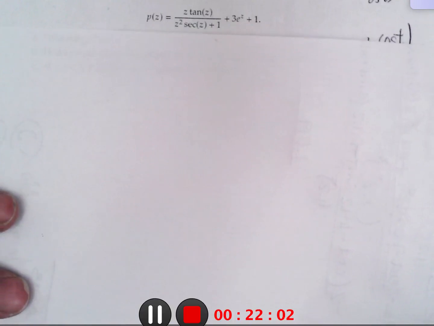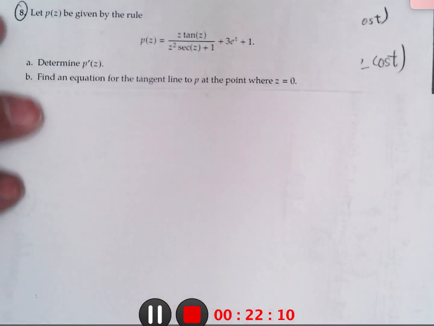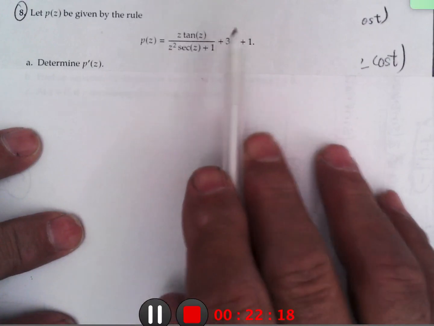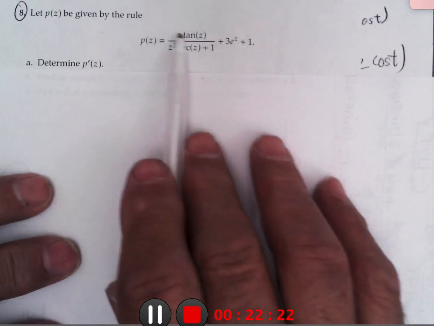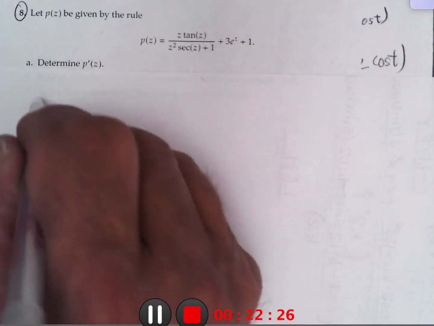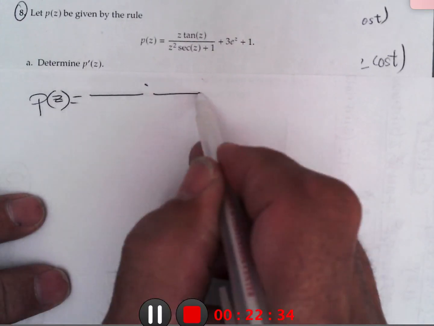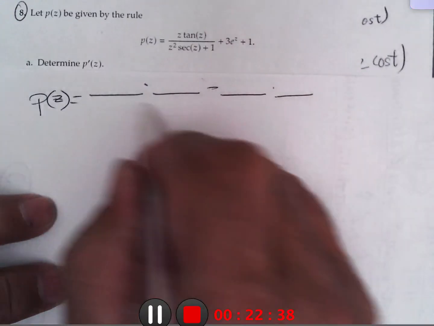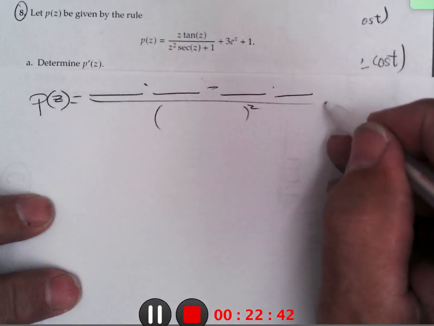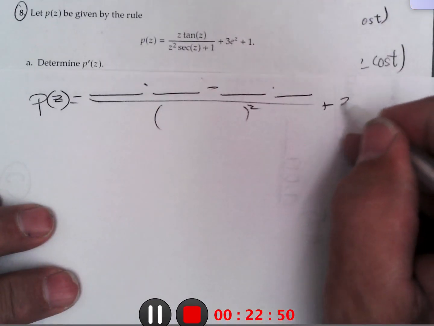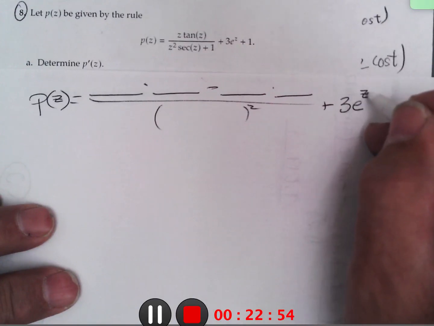And now let's do 8. A big messy one. This is P of z. And the first thing we're supposed to do is find the derivative. So we have this quotient plus another term plus another term. So we got the sum rule, the big picture, but in the sum rule, I got to take the derivative of the quotient. So P of z is going to be a quotient rule plus the derivative of that, which I can do right now. 3 times e to the z derivative is going to be 3 hangs around because it's times. E to the z's derivative is e to the z, and the derivative of 1 is 0.